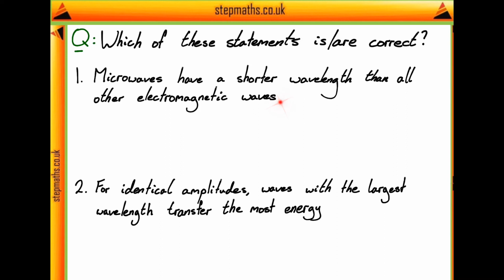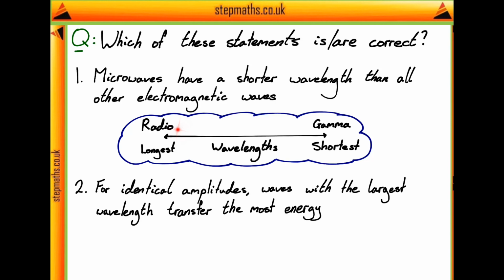So the first statement is that microwaves have a shorter wavelength than all other electromagnetic waves. Well, to try and answer this question, we can think about the spectrum of electromagnetic waves that we know. The spectrum which might come to mind goes from radio all the way up to gamma, with all the other wavelengths being in between these two. So radio have the longest wavelengths and gamma have the shortest.